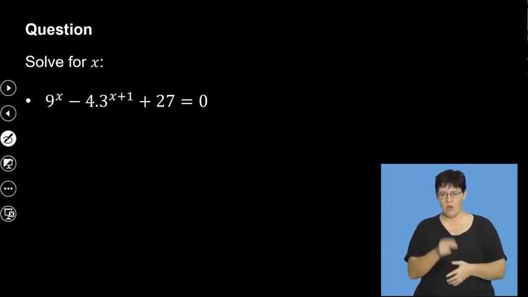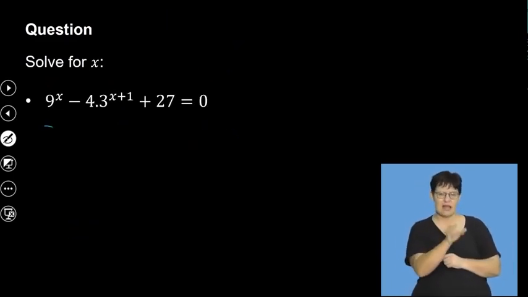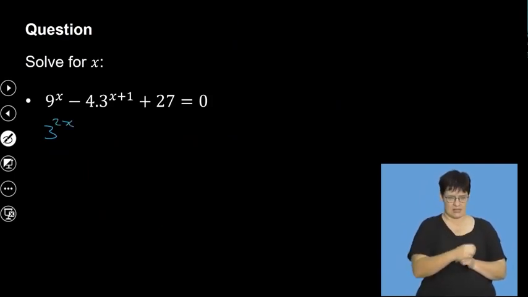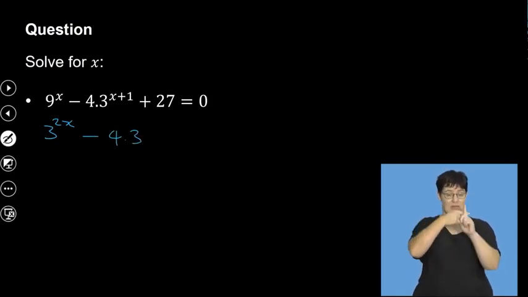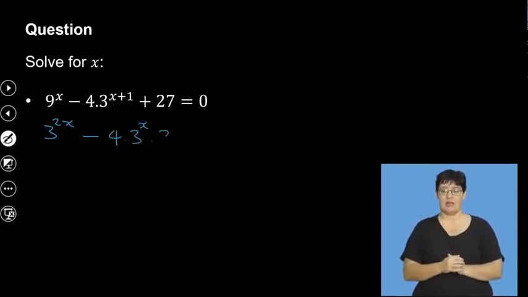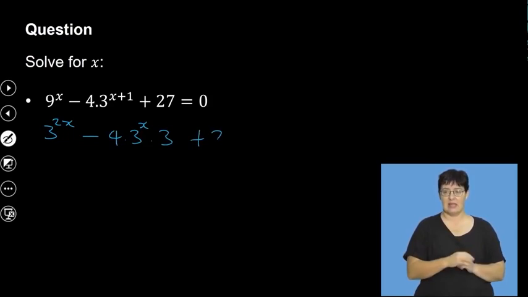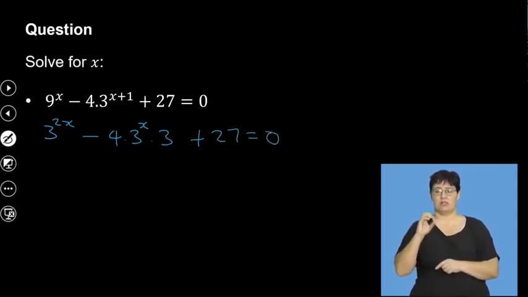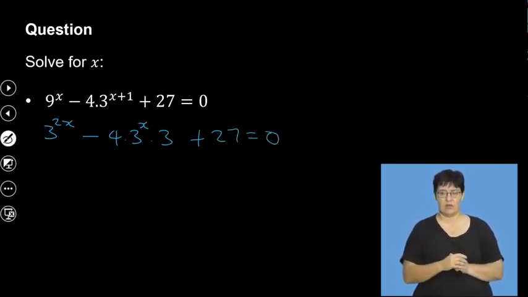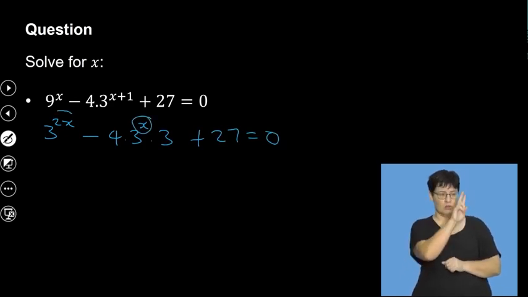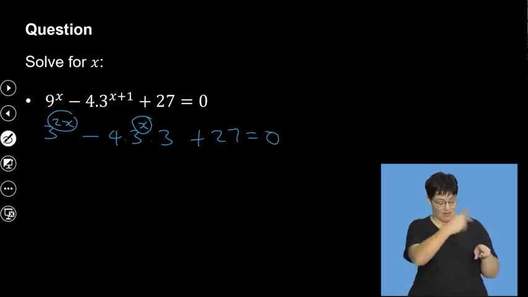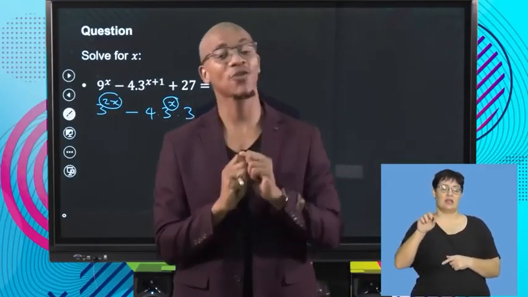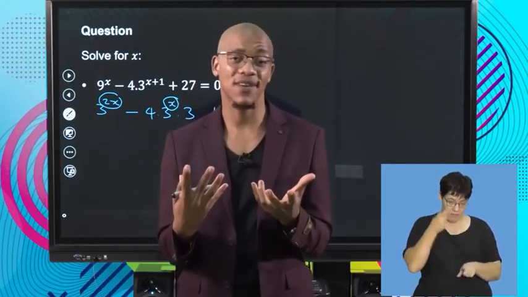But now, if you look at this one, this will be 3 to the exponent of 2x minus 4 times 3 to the exponent of x times 3 plus 27 equal to 0. Already you can see that this is x and that is 2x. So one is twice the other. As soon as one becomes twice the other, we treat it as a quadratic trinomial and try to simplify it from there.